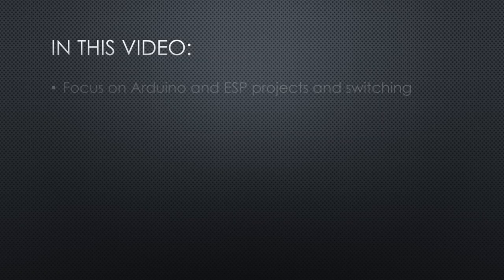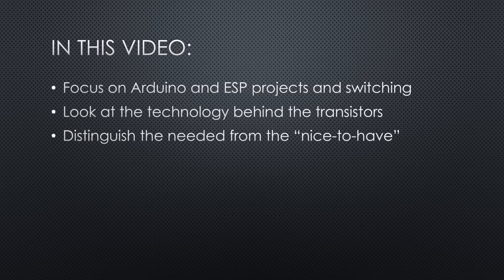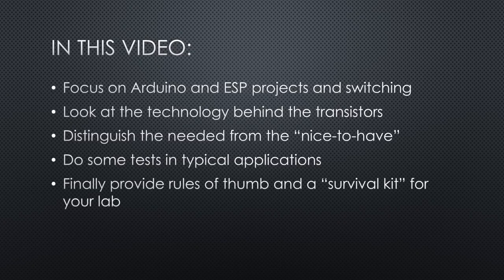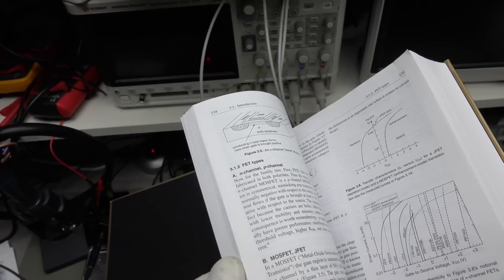In this video, we will focus on Arduino and ESP projects and switching applications. Look at the technology behind the transistors to distinguish the needed from the nice to have. Do some tests in typical applications. And finally, provide some rules of thumb and a survival kit for our lab. As usual, I simplify a lot. If you are interested in transistors, you can buy this book. It has 150 pages on transistors alone, just for the theory.